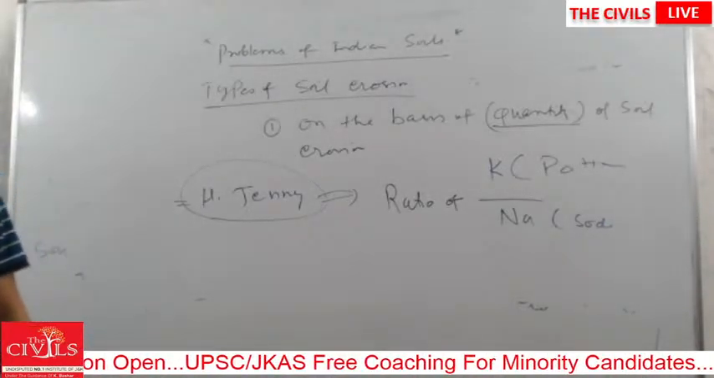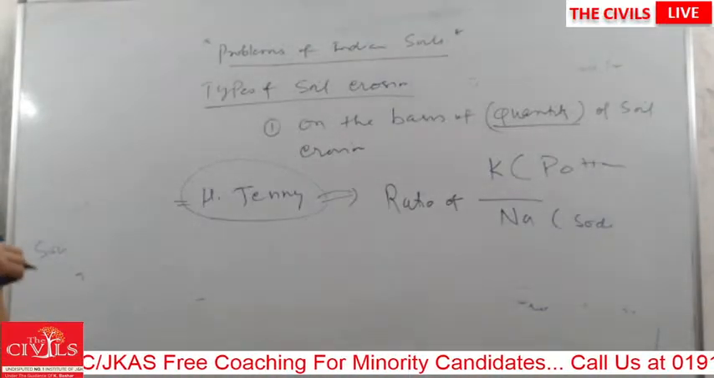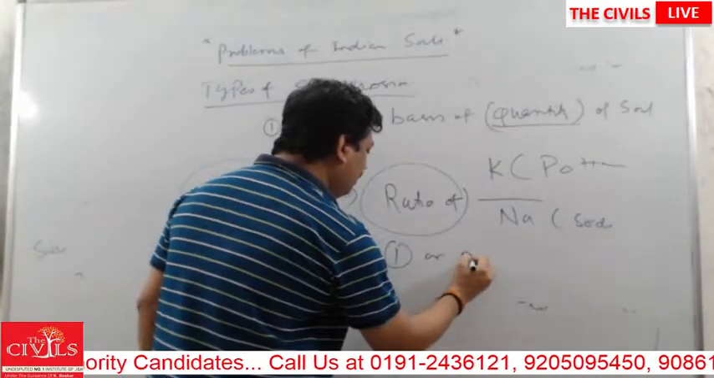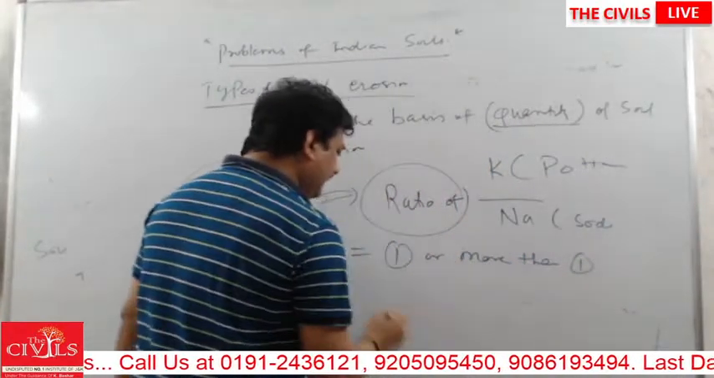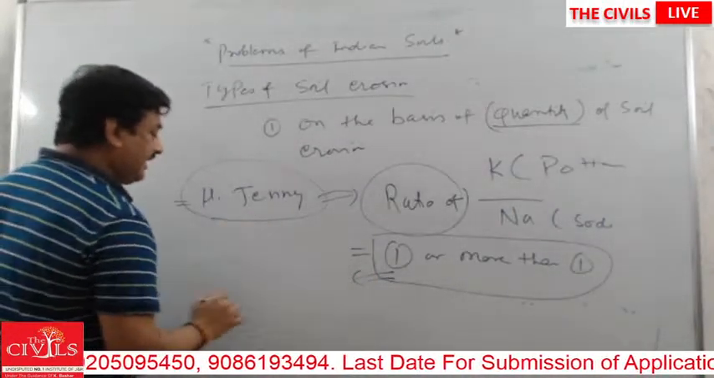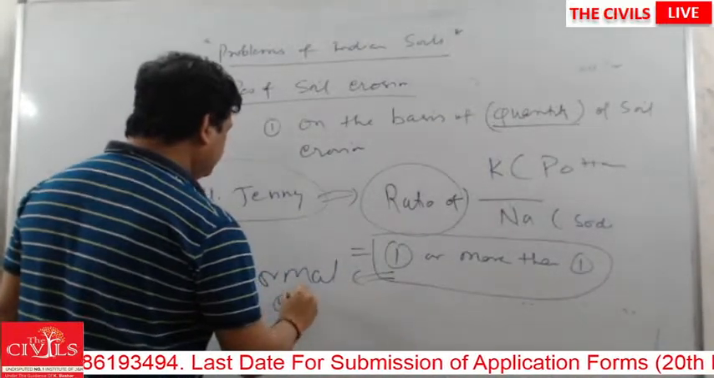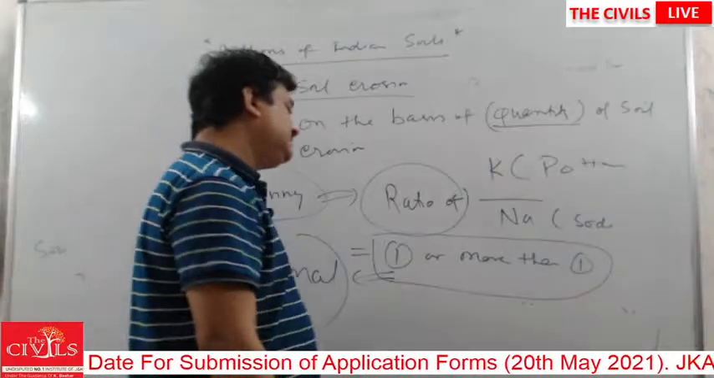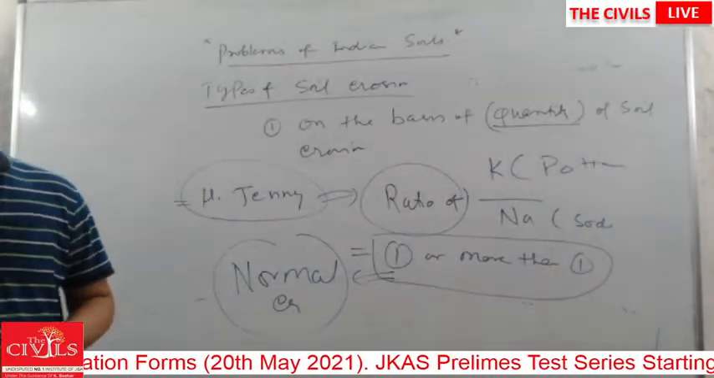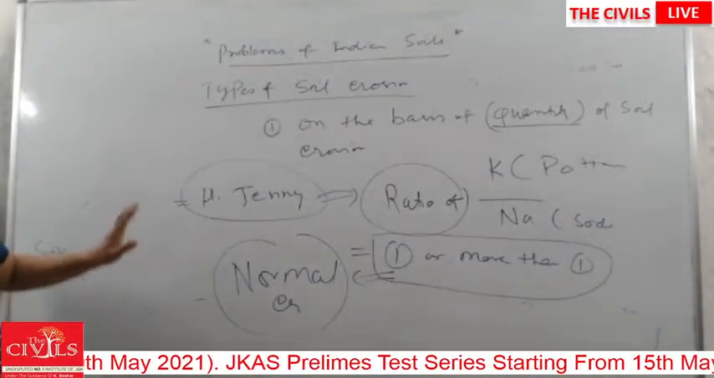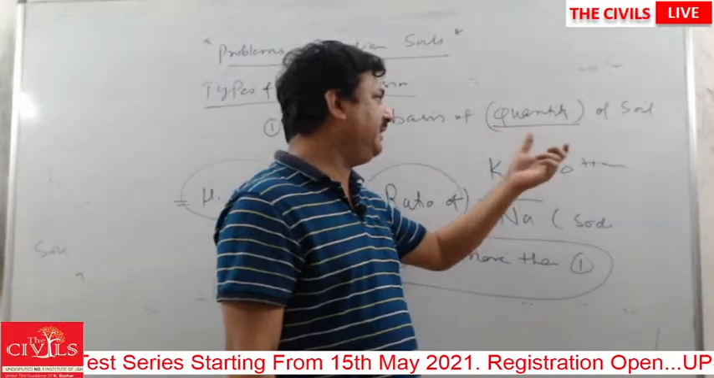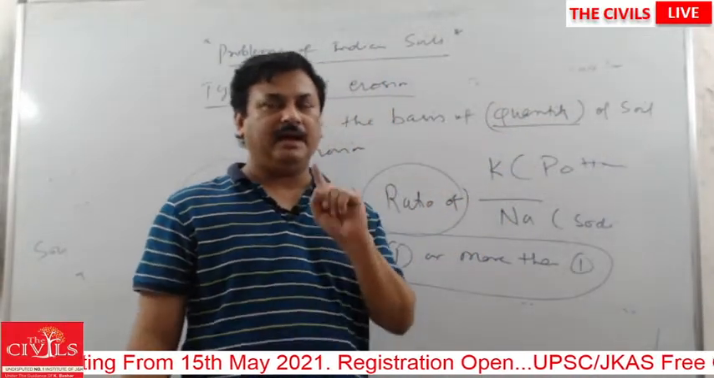If the ratio is 1 or more than 1, in that case the erosion is considered as normal erosion. Or if the ratio is less than 1, it is catastrophic type of soil erosion. So on the basis of quantity removed by the process of soil erosion, soil erosion is of two types, normal and catastrophic.